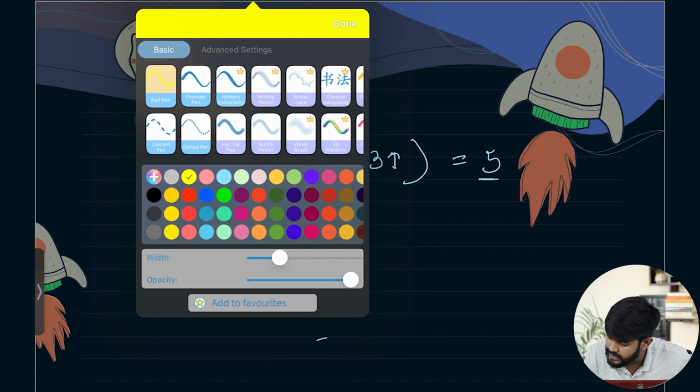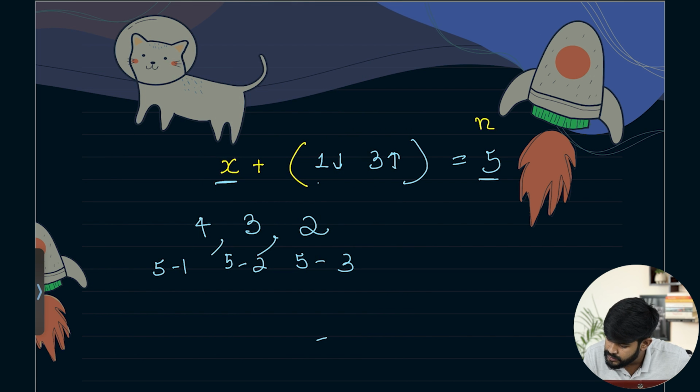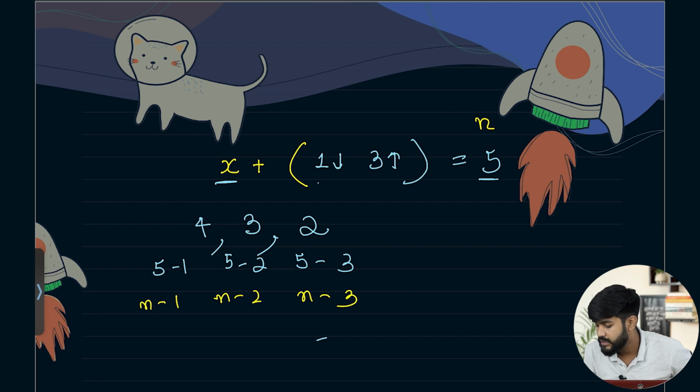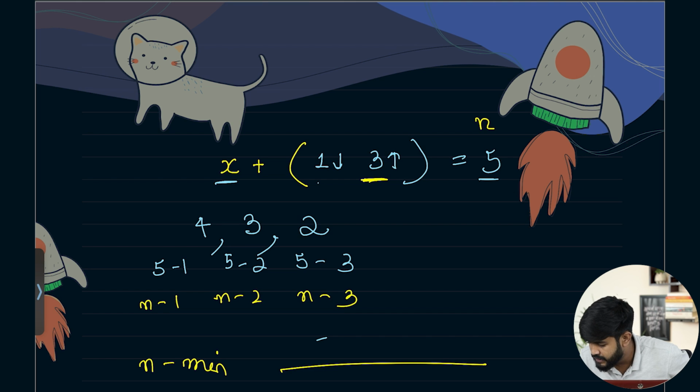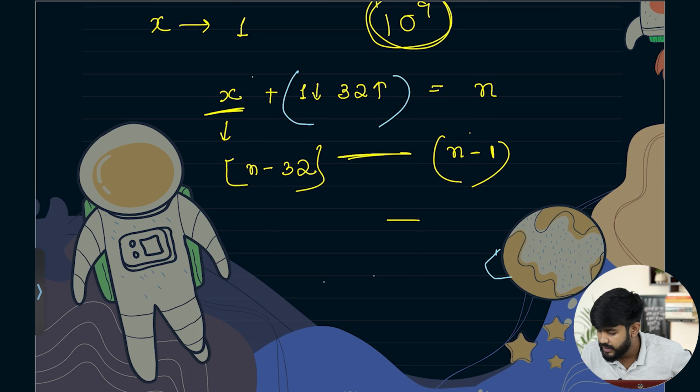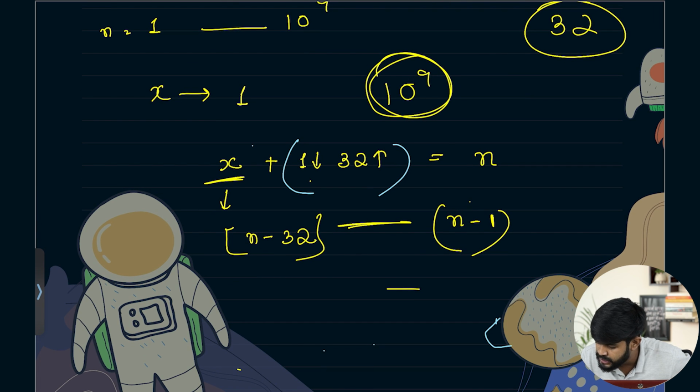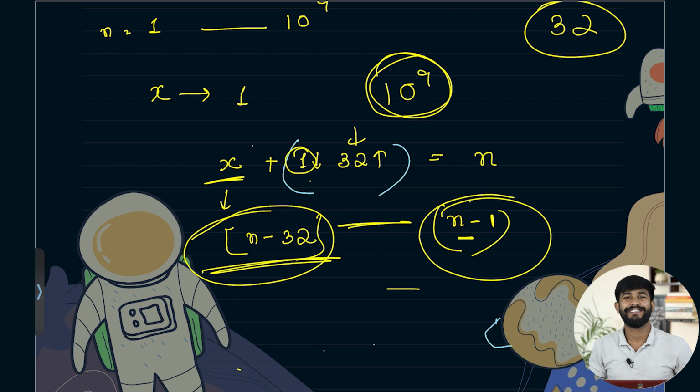Here what was basically 5? This was n, this was x. So this is n minus 1. Instead of 5 I can write n minus 2 and n minus 3. So it would range from n minus the minimum value till n minus the maximum value. This is what I meant, that this value would range from minimum value to maximum value. Okay, I hope you understand.